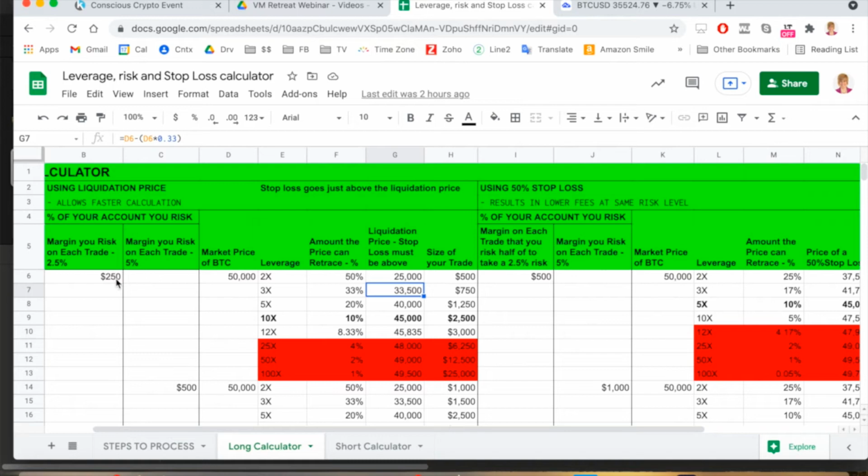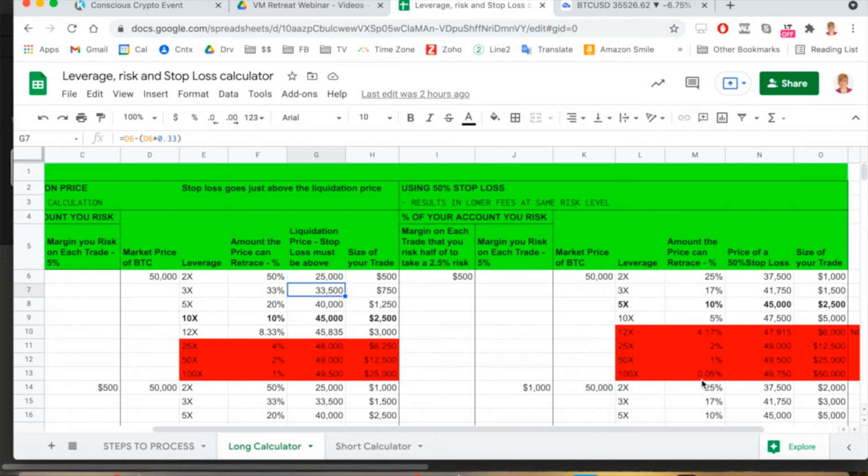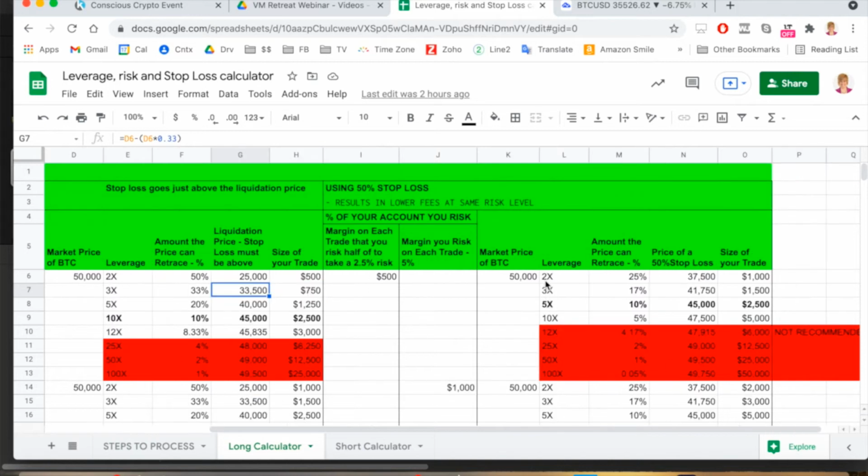Because in other words, here you're using $250 in margin and you're risking the entire amount. Here you're using $500 in margin, but you're only risking half of it because you're putting your stop loss at the 50% level. So same set of calculations here, except that now, because your margin is a little bit bigger, your trade size is a little bit bigger.